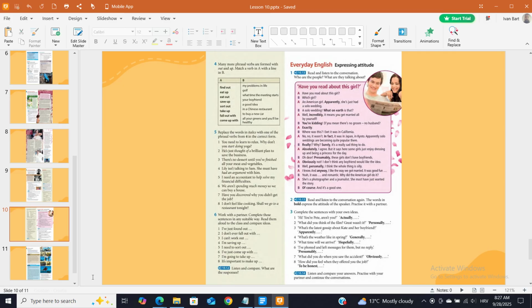7. I'm going to take up. 8. It's important to make up. 10.12 Listen and compare. What are the responses? Everyday English, expressing attitude.